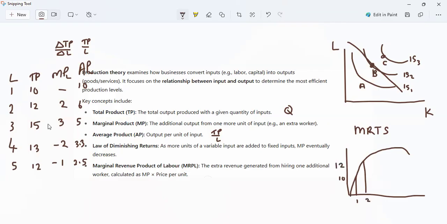And when you went to 3 labor units, you went to 15. Then when you went to 4 labor units, it fell down to 13, right? Then 5 labor units, you went back to 12.